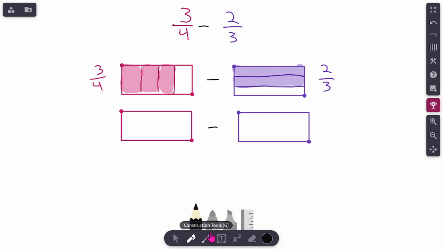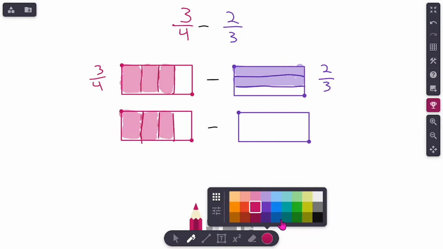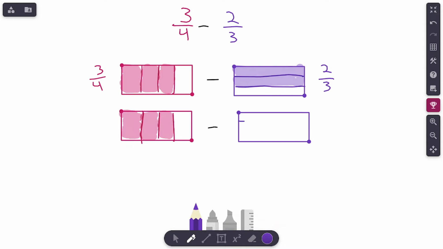So draw the same thing. That's the wrong color, Mr. C. There you go. Once we have redrawn these, we are going to represent 3/4 on our model for 2/3, and we're going to represent 2/3 on our model for 3/4.